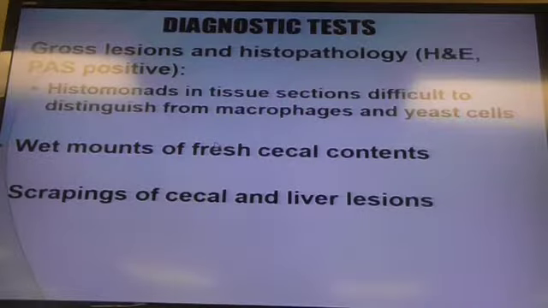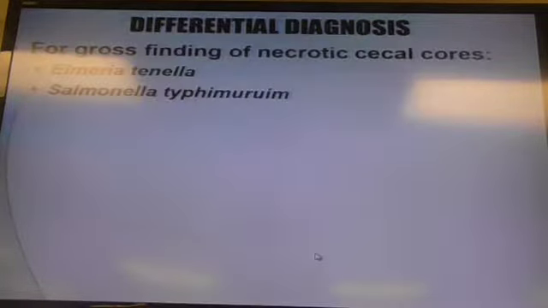Diagnostics, again: we can do gross lesions, histopathology, wet mounts. You can even do a scraping of the cecum, after necropsy obviously, and look at it under the microscope. As I said, the differentials for those necrotic cecal cores, primary would be Eimeria. Salmonella typhimurium can also give you similar lesions in a more aged or chronic presentation.